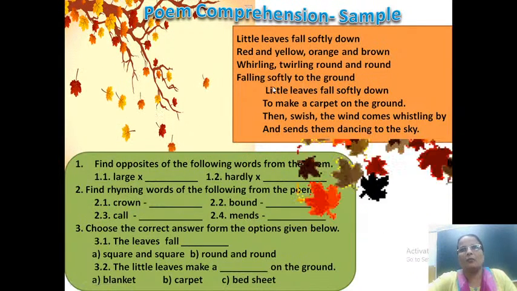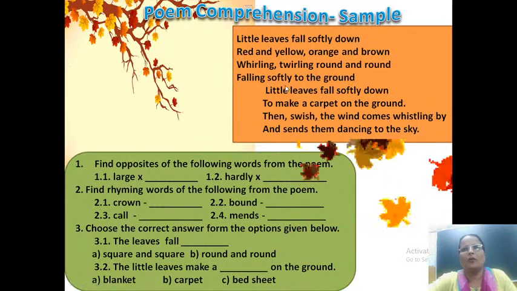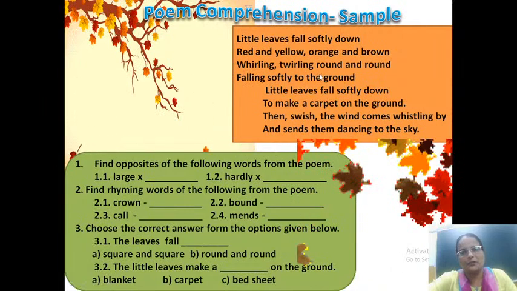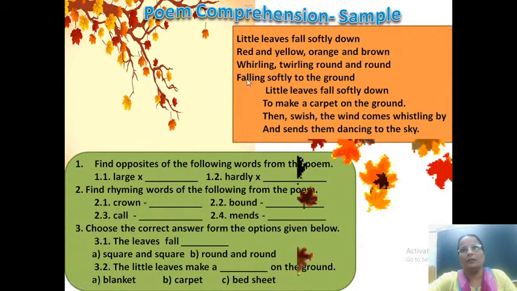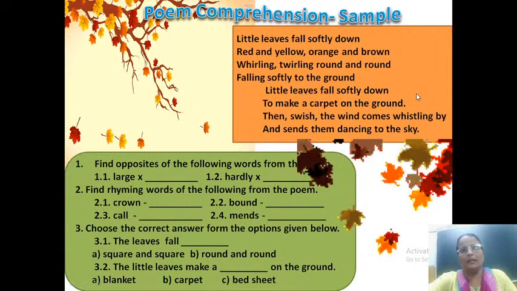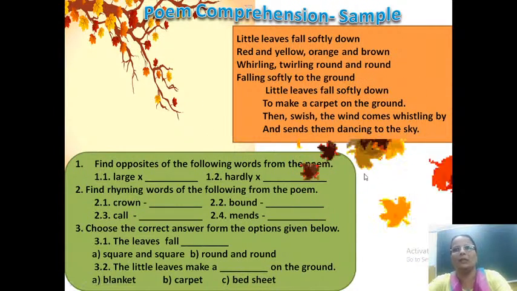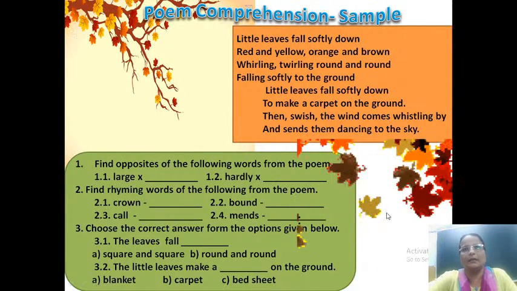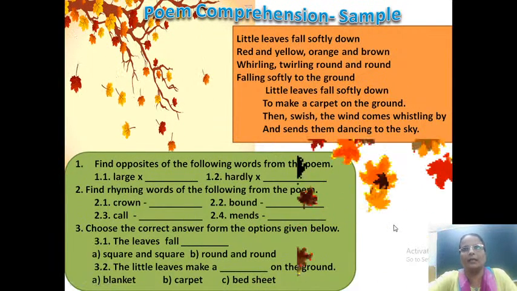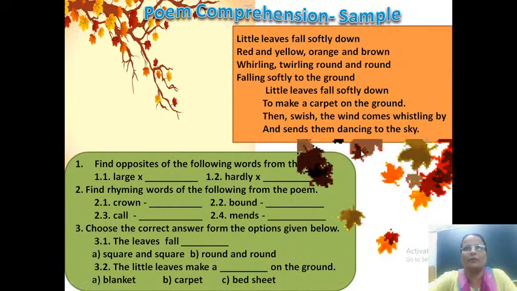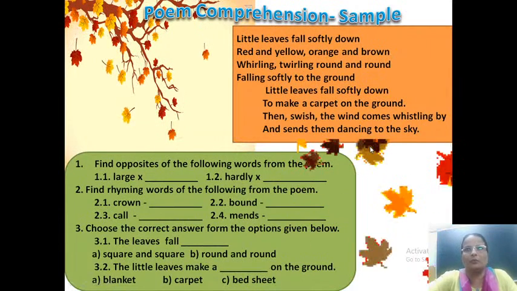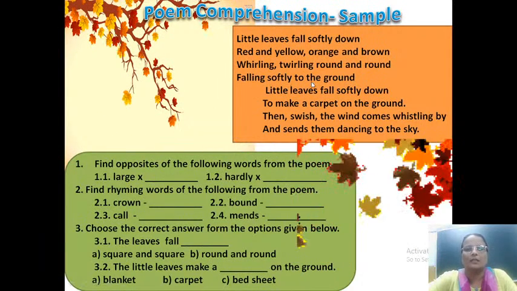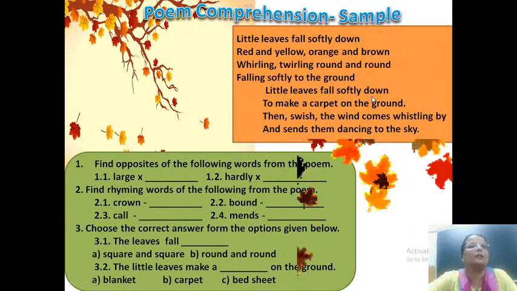Whirling, twirling round and round, falling softly to the ground. You can see how the leaves are falling in the background. It's falling very softly, and you can see the colors also. Red, yellow, orange and brown colored leaves are falling, whirling and twirling round and round. Slowly and softly it is falling on the ground.